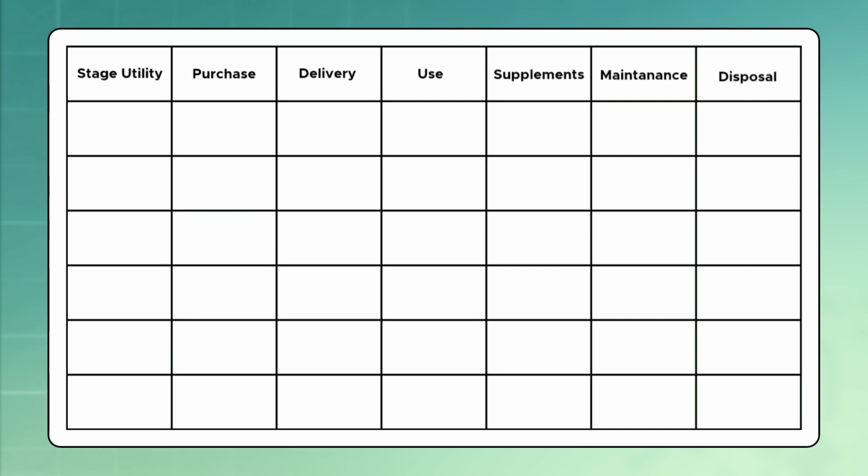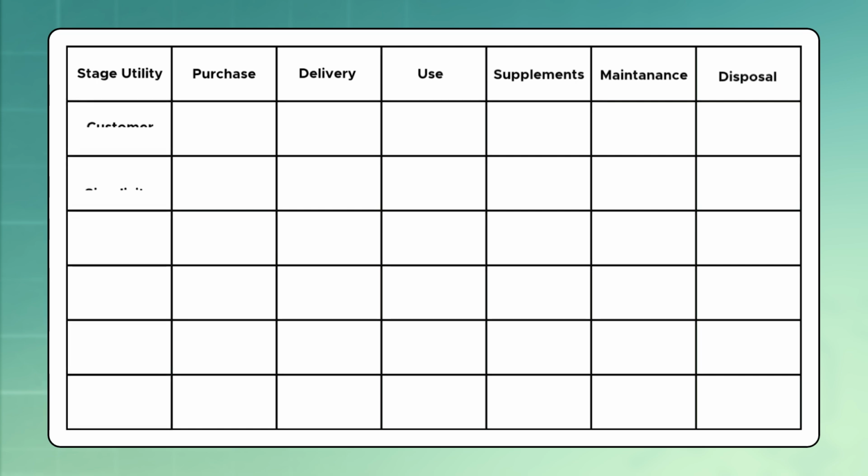For example, the customer gets the delivery of the product, the customer is using the product, uses the supplements, goes through maintenance, support and service and so on, and then disposes of the product. These are different stages at which the customer uses or experiences the product.